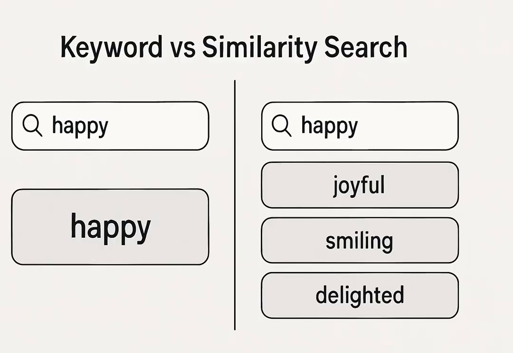Similarity search is how machines find things that are alike. Unlike keyword search, which matches exact words, similarity search finds items close in meaning. For example, searching happy should also find joyful. This is possible because we represent data as numbers, vectors.